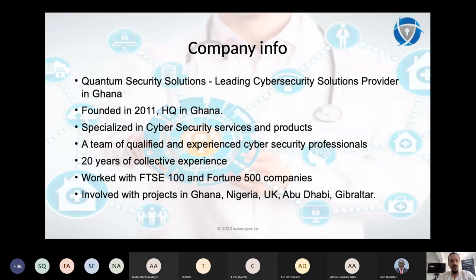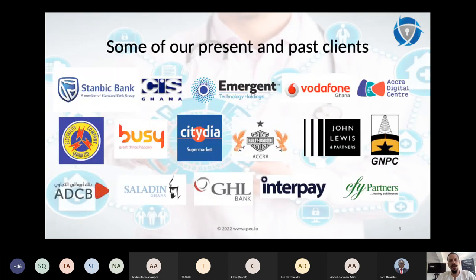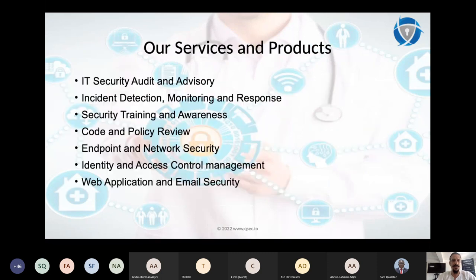We work with FTSE 100 and Fortune 500 companies, and while we mainly focus on Ghana, we have done projects in Nigeria, UK, Abu Dhabi, and Gibraltar. Some of the present and past clients of ours are what you can see in front of you. Again, public sector and private sector, anything from the financial industry to ISPs, banks, and utility providers. We've worked with them and assisted them in various ways in cyber projects, audits, pen tests, and the like.